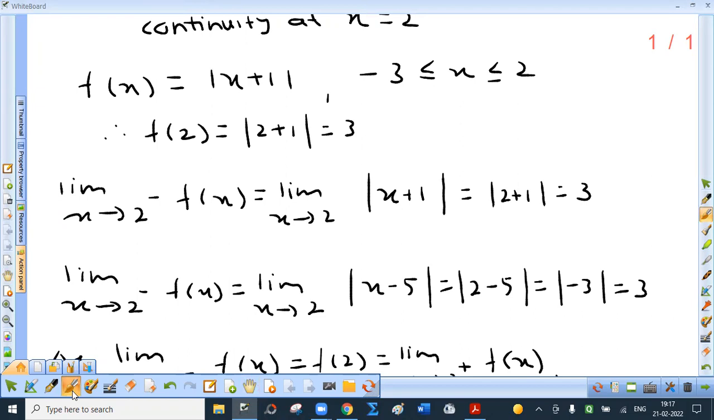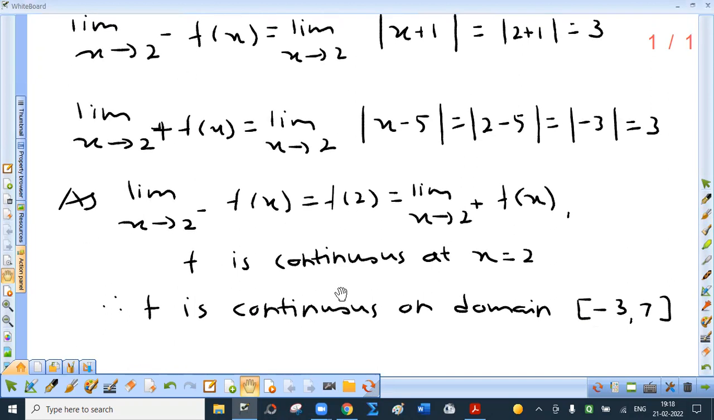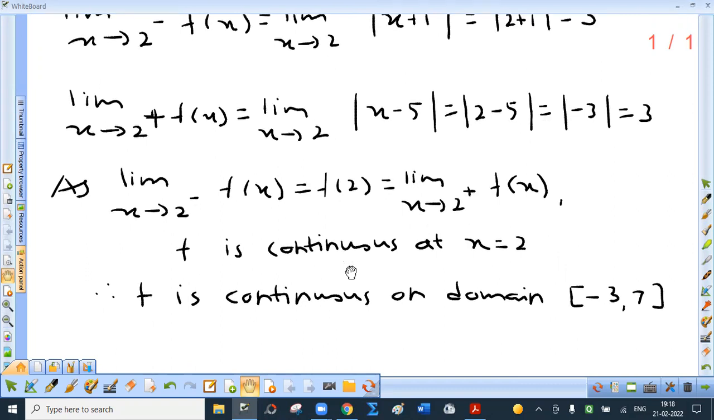The limit as x tends to 2 plus. 2 plus means to the right of 2, greater than 2. For greater than 2, we have to consider mod of x minus 5. Put x equal to 2. Mod of minus 3 is again 3. As the limit as x tends to 2 minus f x, f of 2, is the same as the limit as x tends to 2 plus f x, the function is continuous at x equal to 2.